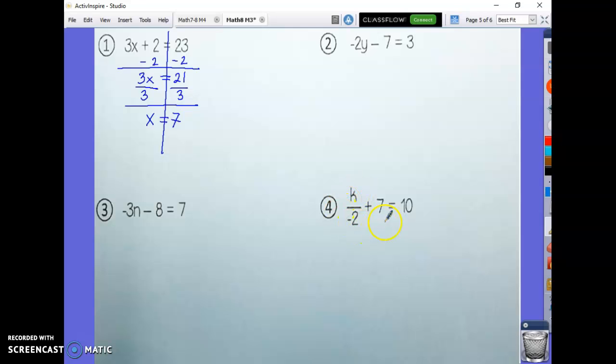Number 4 right here, we see a fraction. But remember, we have our variable with the fraction, so you're going to remove this part first, and you're going to do the opposite operation, which is subtract 7 from both sides. Then you're left with k over negative 2 is equal to 10 minus 7. Go ahead and finish number 2, 3, 4 on your own.